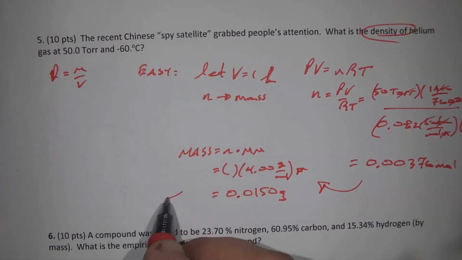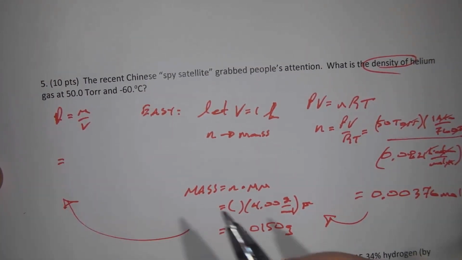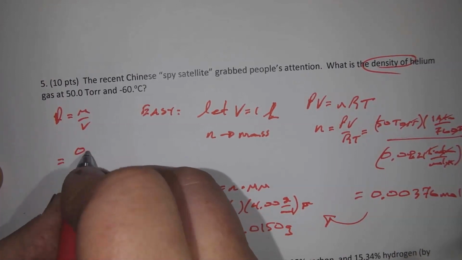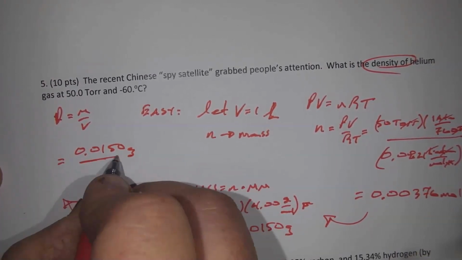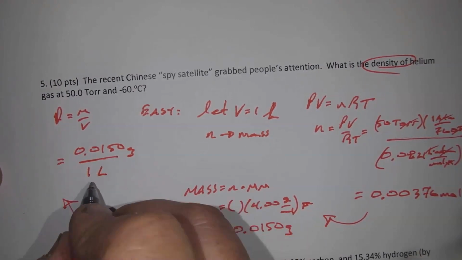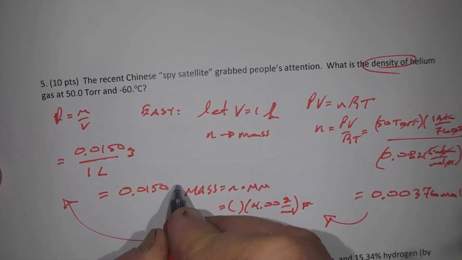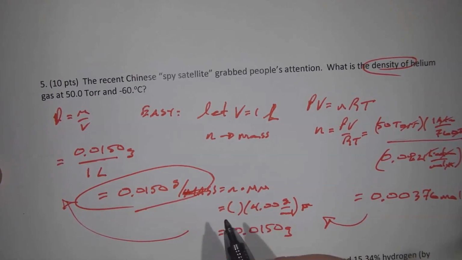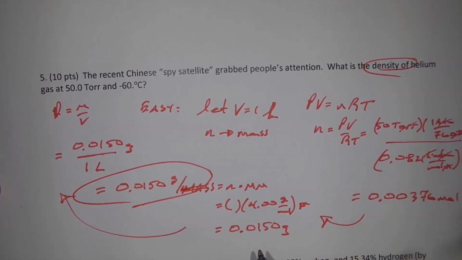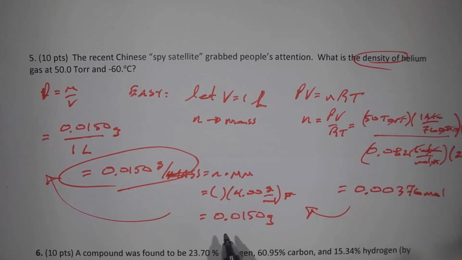And then again, kind of working backwards on my page here, my density is mass over volume, so that's going to be 0.0150 grams of helium per 1 liter of gas equals 0.0150 grams per liter. Pardon the crowding there, but anyway, grams per liter is the units. There's my answer. I had more space when I did it on scratch paper.